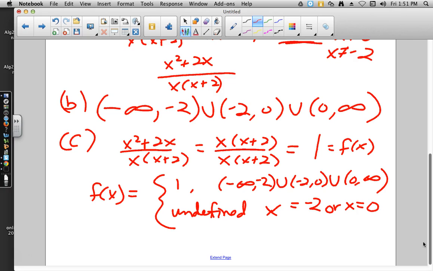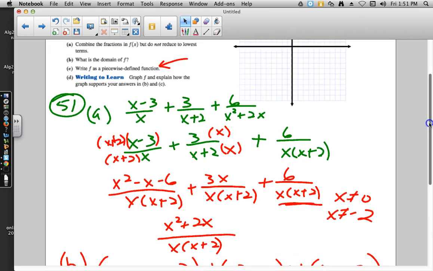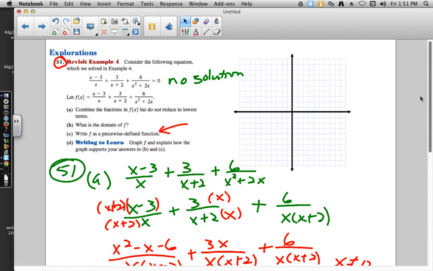So there's only two choices. It's either going to look like the horizontal line y equals 1, or we're not going to be able to graph it. It's going to be undefined. And then the last portion says, graph it. Explain how the graph supports your answers in B and C. Well, it's going to be 1, except we know that we're going to have a hole at negative 2 and at 0.